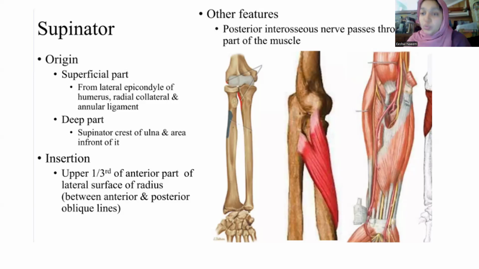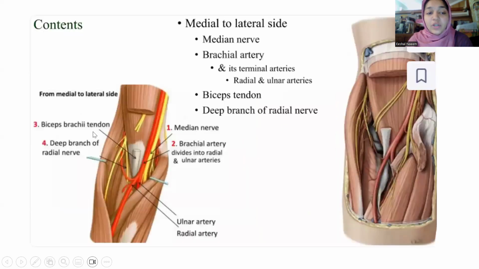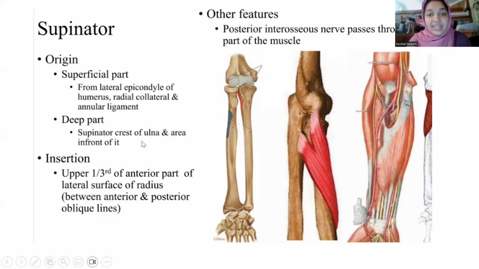The radial nerve will divide into a superficial branch and a deep branch. The deep branch is also called the posterior interosseous nerve, right? Now, the supinator muscle originates, in its superficial part, from the lateral epicondyle of the humerus, the radial collateral and annular ligament, and the deep part originates from the supinator crest of the ulna and the area in front of it. So the supinator has two heads, right? The first head comes off from the lateral epicondyle of the humerus, the radial collateral and annular ligament, and the deep part comes off from the supinator crest of the ulna and the area in front of it.